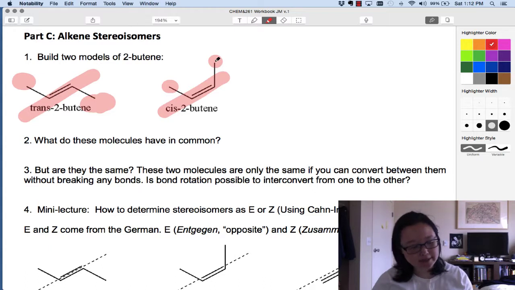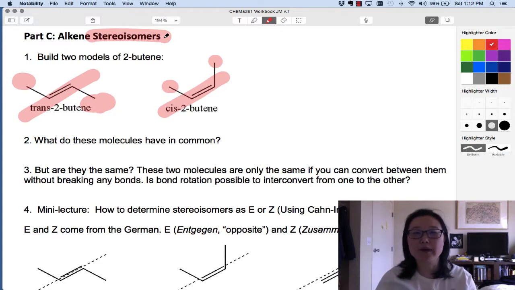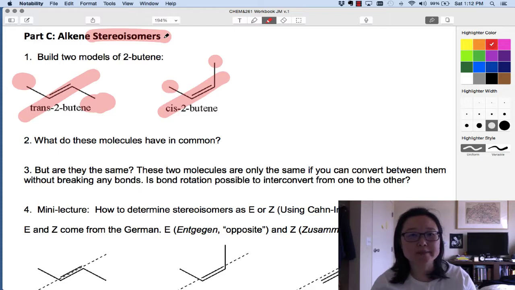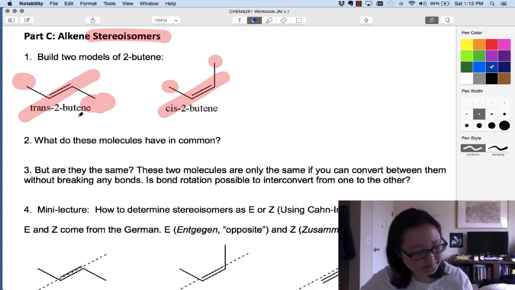So these are what we call stereoisomers. They can't be conformational isomers because you can't have that rotation to convert from one conformation to the other. Later you'll learn that these stereoisomers are called diastereomers in the next chapter, or sometimes geometric isomers. For now, let's use cis and trans.